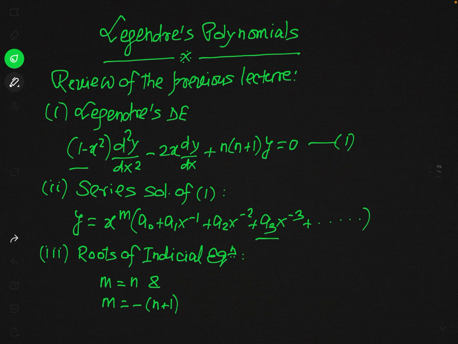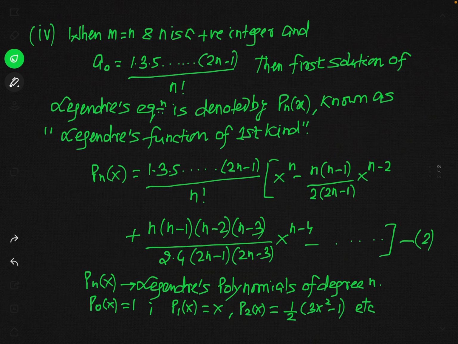And after this solution, we have obtained an indicial equation, and you have seen that the roots of the indicial equation were m equal to n and m equal to minus n plus 1. All these things we have discussed in the previous lecture. Then, when we consider the first root, that is m equal to n, and along with it we also consider that n is a positive integer, and we select a proper value of the coefficient a0, which is 1 into 3 into 5 into so on into (2n minus 1) over factorial n.